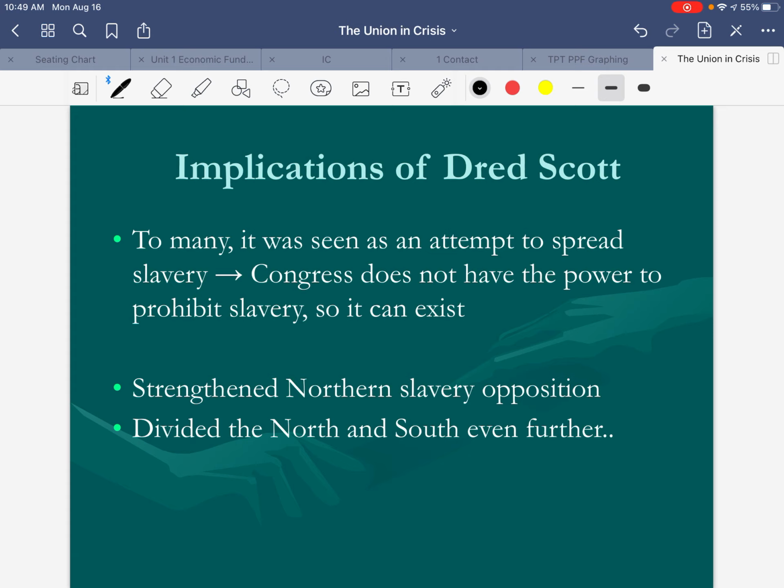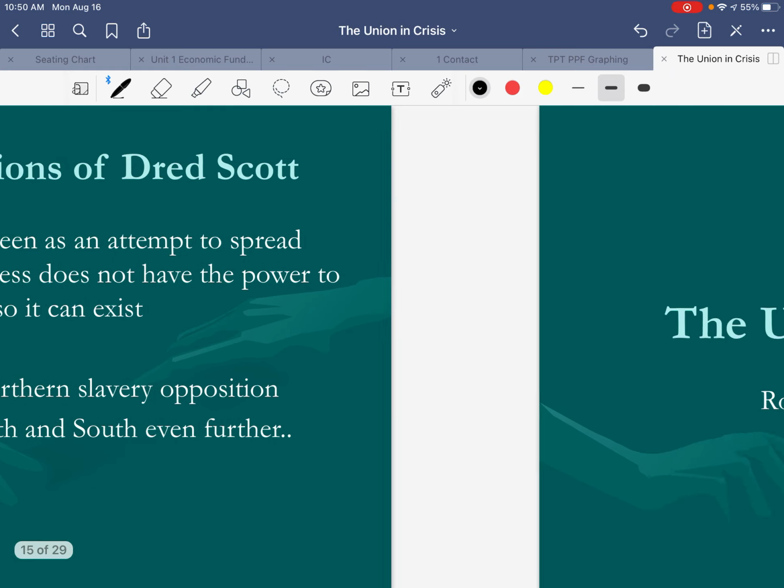So the implications, the effects of Dred Scott, is that it was seen as an attempt to spread slavery, saying Congress can't do anything about it, so now slavery can be anywhere. It strengthened Northern resolve. Northerners were even more upset. First, the Compromise of 1850, then Uncle Tom's Cabin, and now this. Slavery is bad. Why can't the government do something about it? And then it just set that divide between North and South opinions even more.